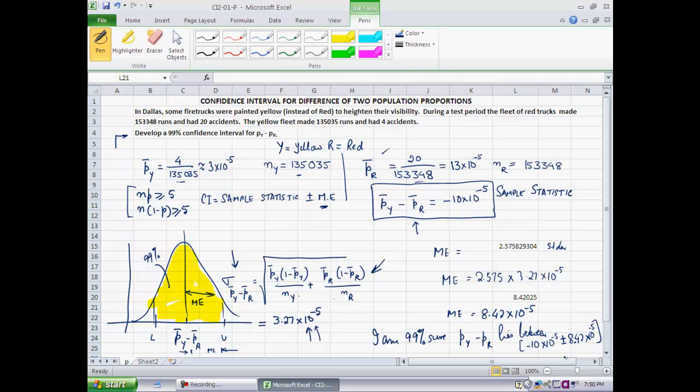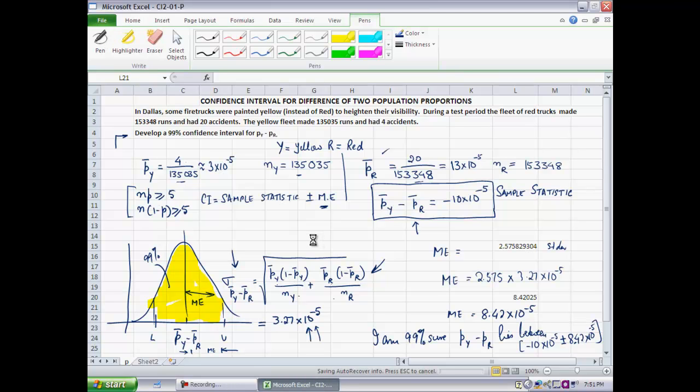So this is how you go about computing the confidence interval for the difference between two population proportions. The logic is exactly the same as in the single population case. You first compute the sample statistic, then you figure out your margin of error based on how confident you want to be, and then you bracket the sample statistic on both sides by the margin of error. That's the basic procedure. The only complication here is that because we have two populations, the expression for the standard deviation of the sample statistic is a little more complicated than in the single population case.